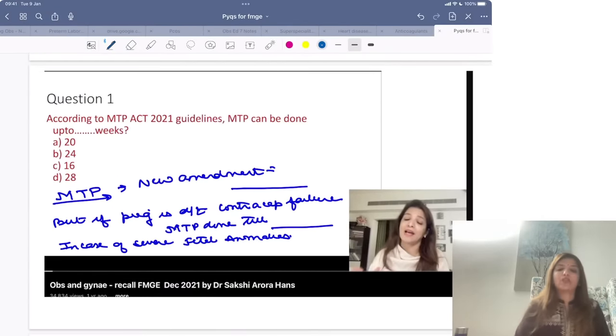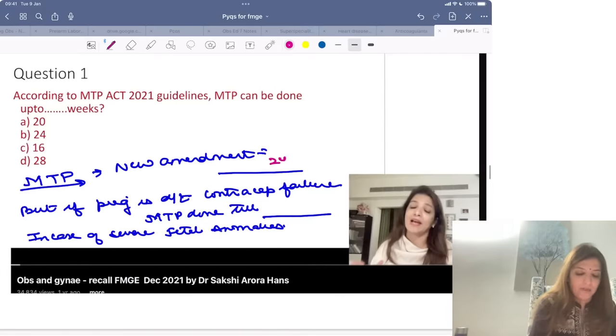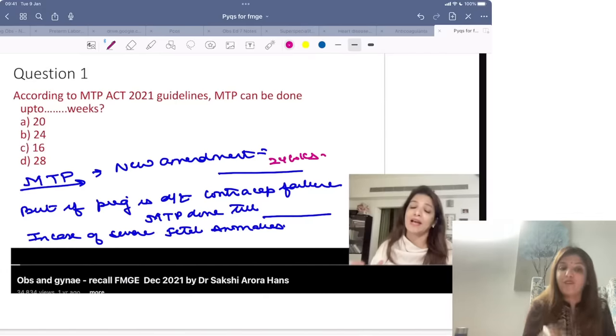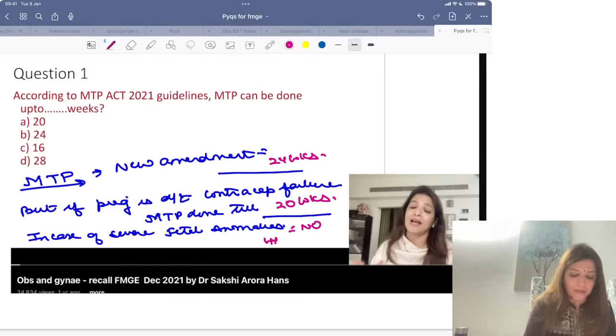According to MTP Act 2021 guidelines, MTP can be done up till how many weeks? So up till how many weeks can you do MTP? MTP can now be done up till 24 weeks. But if pregnancy is due to contraceptive failure, then you can do it still only up till 20 weeks, right? And in case of severe fetal anomalies, there is no upper limit. Three things you have to remember.